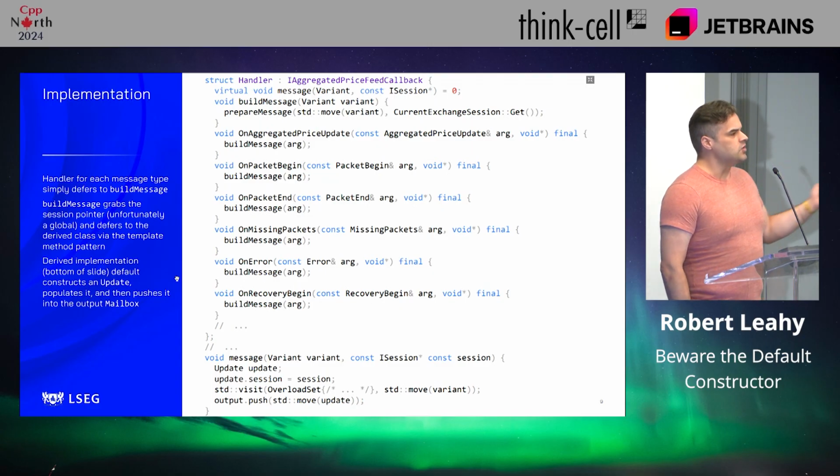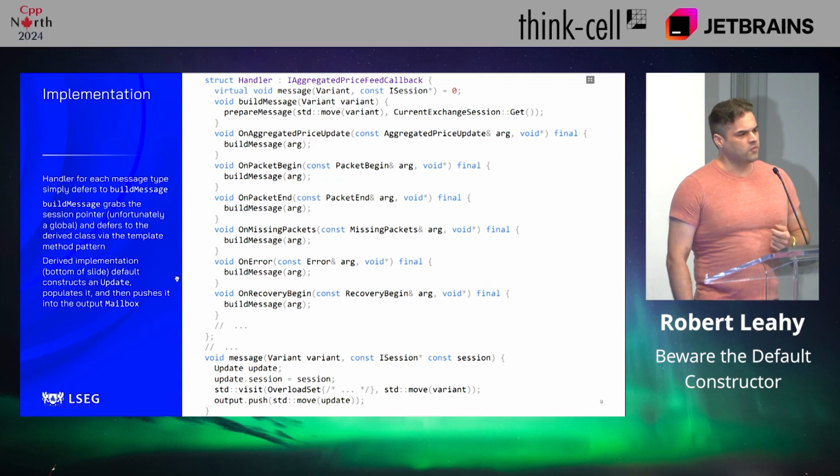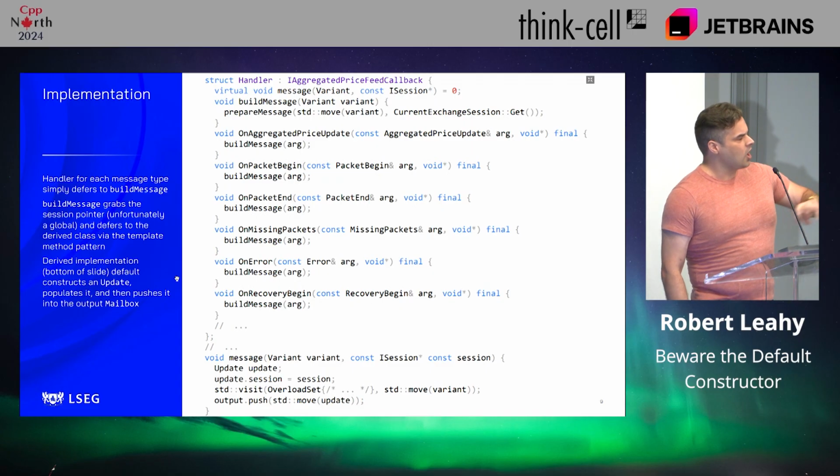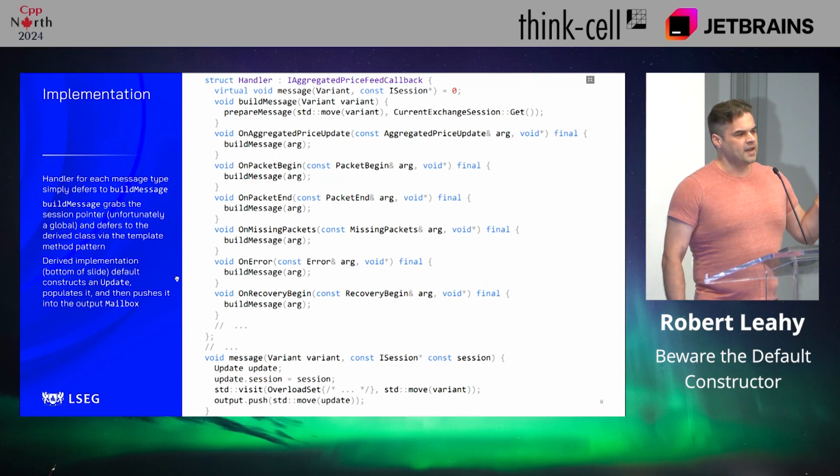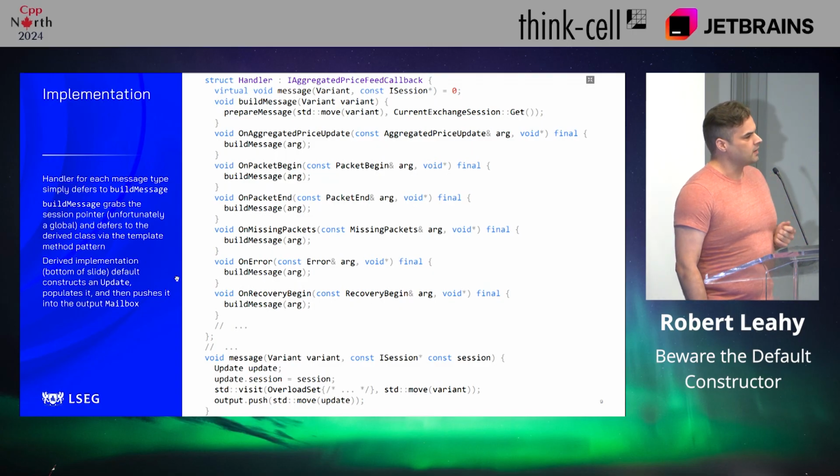We have a handler that derives from our abstract base class and implements all of its functions by just calling a helper function. But note, when it calls that helper function, it doesn't just pass the message, it copies it into a variant. Then that helper function moves the variant along, combined with a session pointer, into a pure virtual function, the template method pattern.